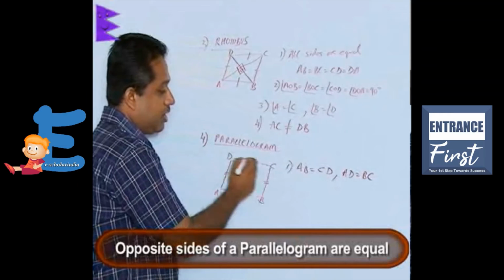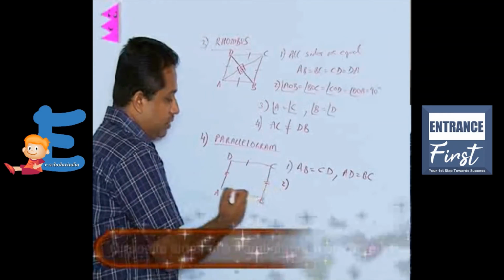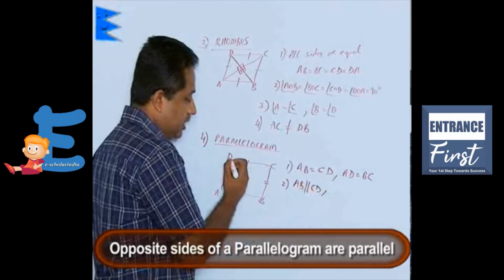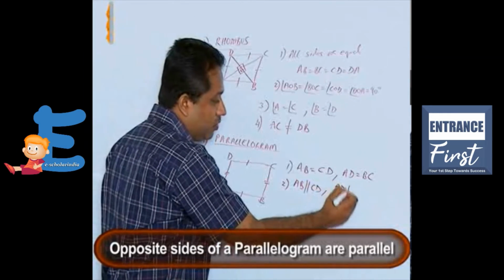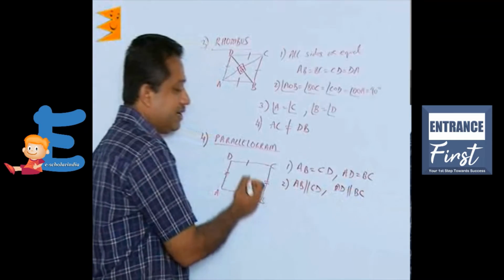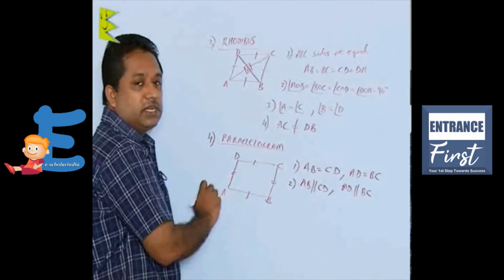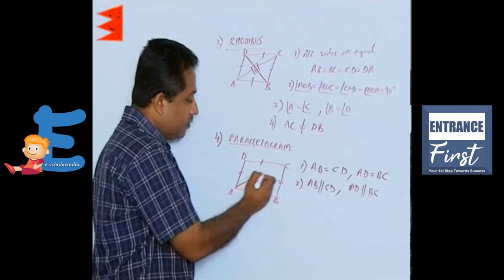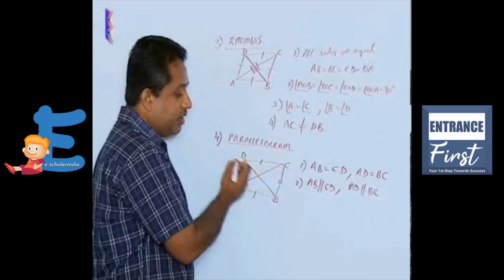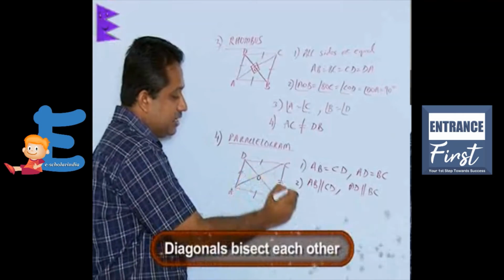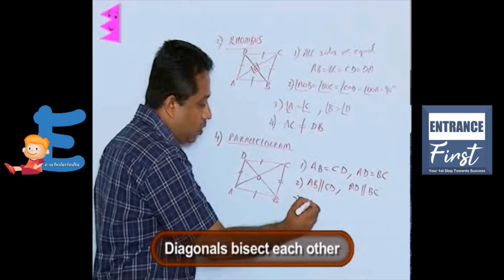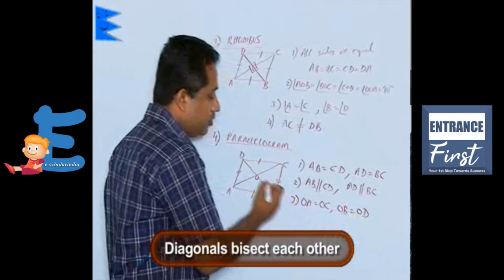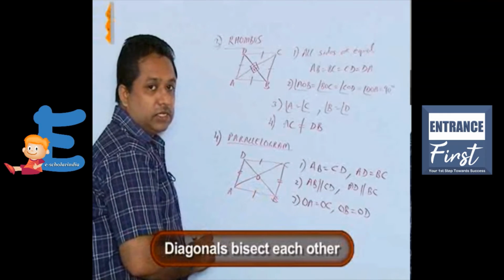of this parallelogram. Secondly, opposite sides are parallel. So AB will be parallel to CD and AD will be parallel to BC. So these are the two main characteristics of a parallelogram, that opposite sides are equal and opposite sides are parallel. The diagonals will not be equal, they are of different lengths, but they bisect each other. So we can say that OA will be equal to OC and OB will be equal to OD. So diagonals of a parallelogram bisect each other.